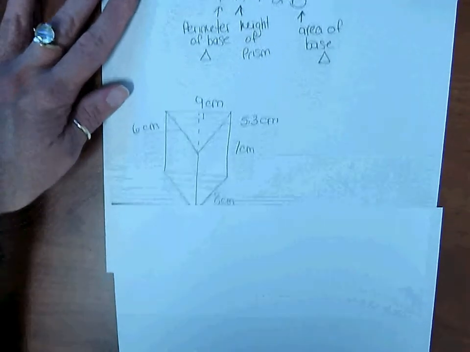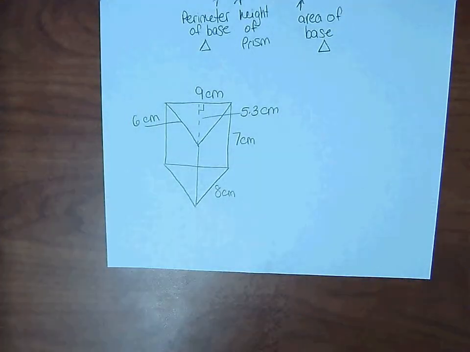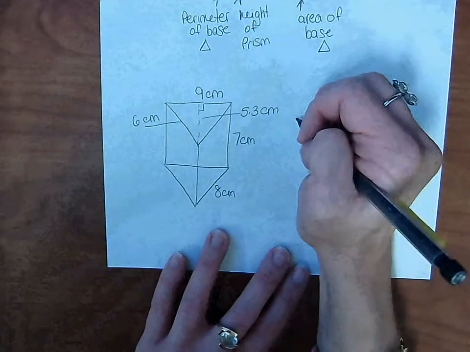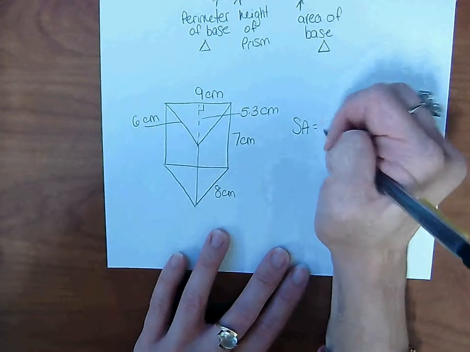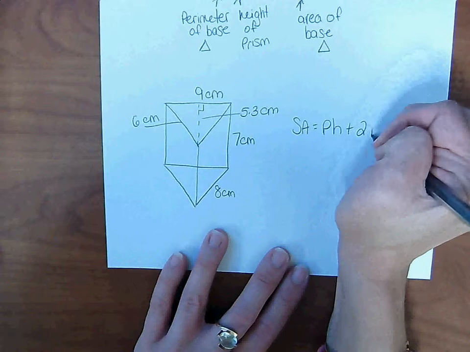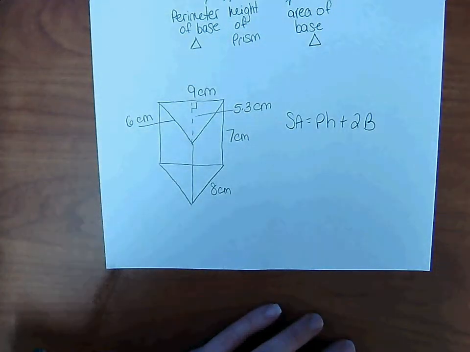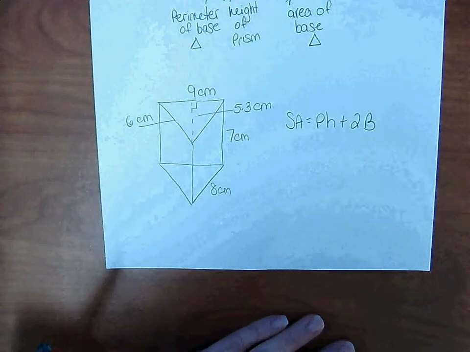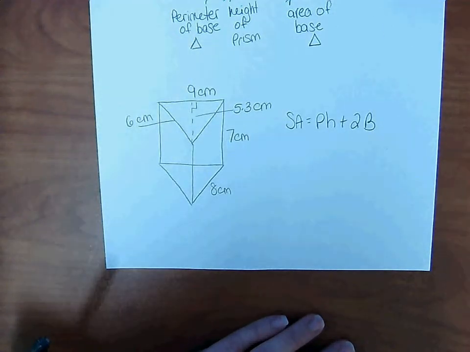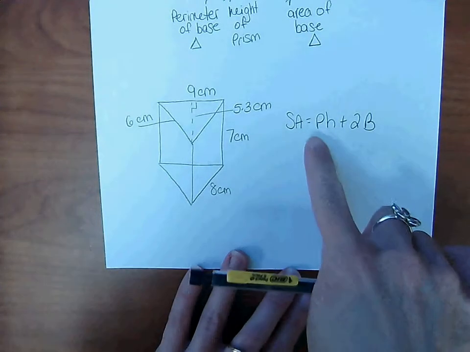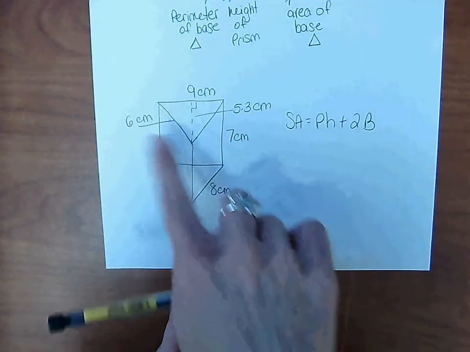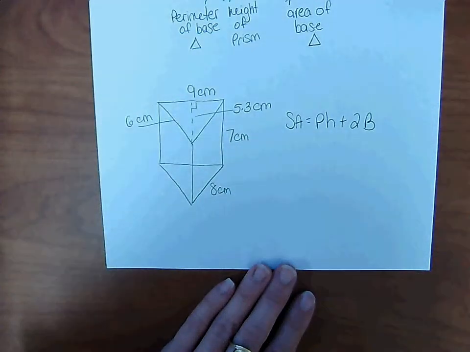So let's find the surface area of this triangular prism. So write our formula, surface area equals pH plus 2 big B. I love formulas, however, this formula is not my favorite for students to use because the things that you need for the formula are not directly given to you in the picture. So for example, we need perimeter. We can't just pick that number off the figure. We have to figure it out.